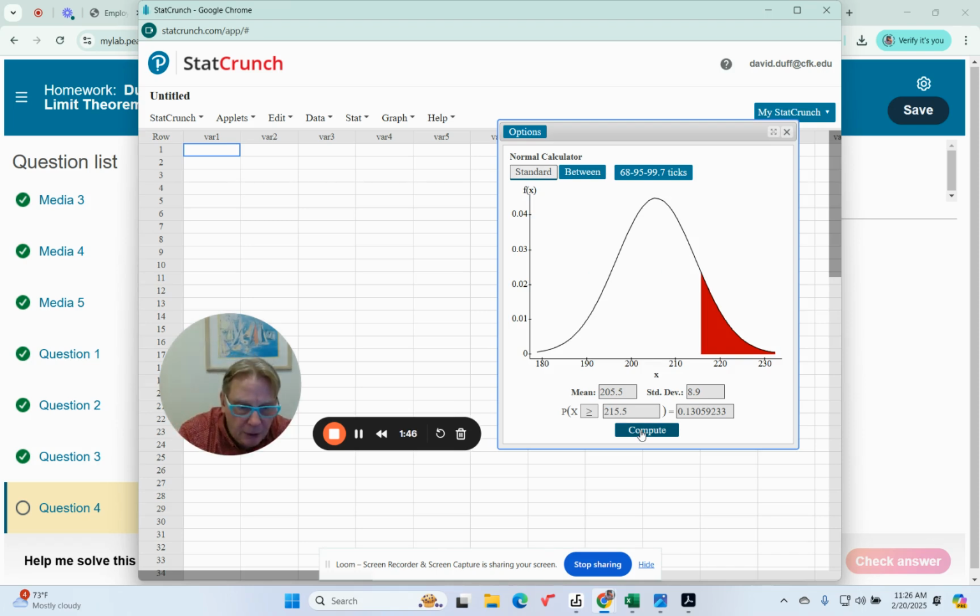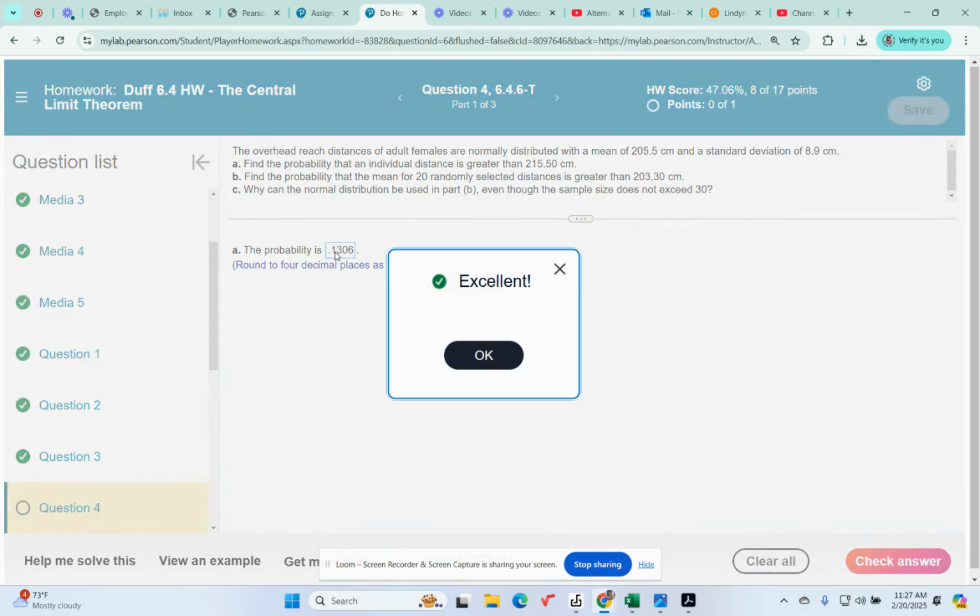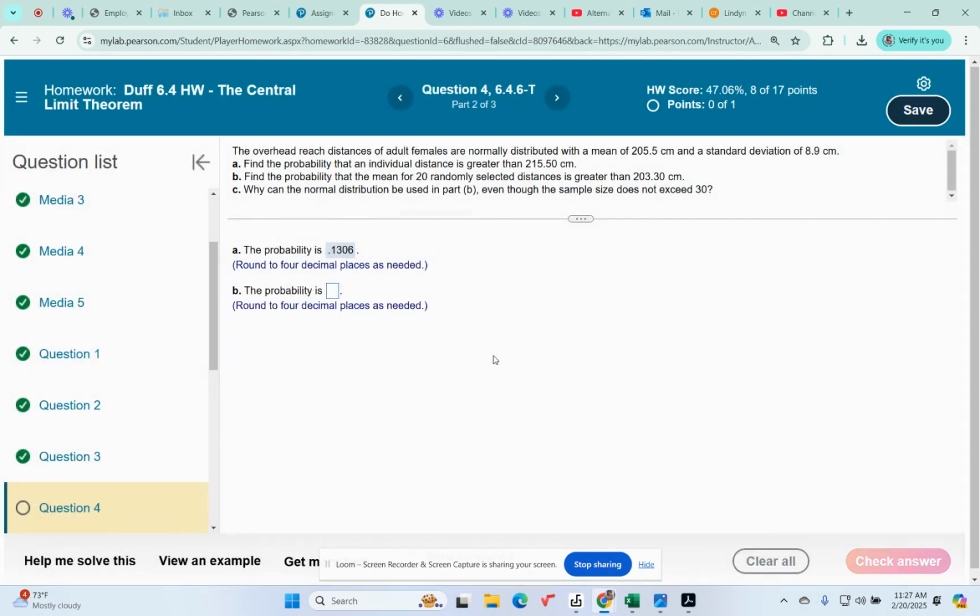So we get a value of 0.1306 if we round to 4 decimal places. So let's put 0.1306 in here. All right. Now, the second part is interesting. This is where we start talking about the central limit theorem. So find the probability that the mean for 20 randomly selected distances is greater than 203.30. So this makes for a little bit different of a problem.